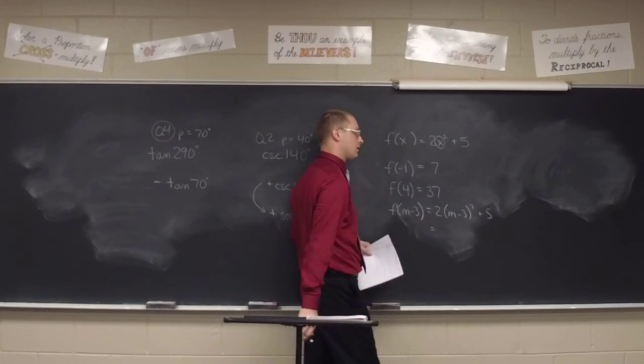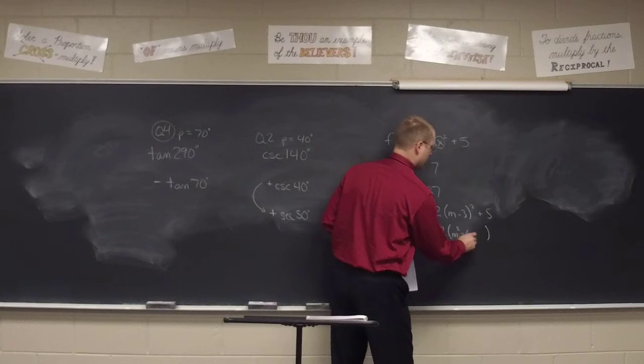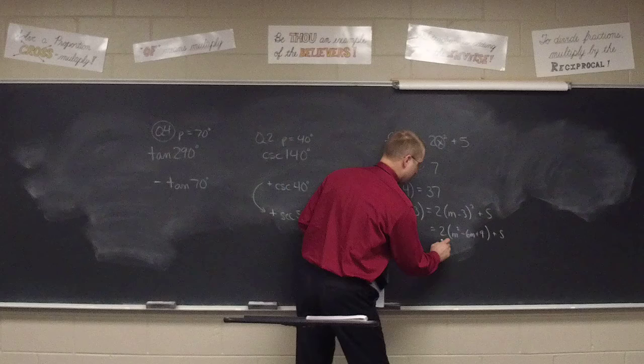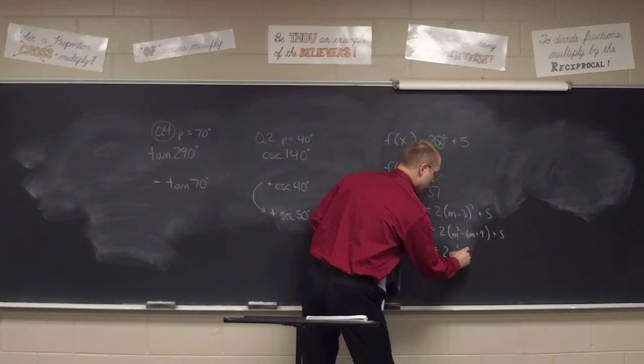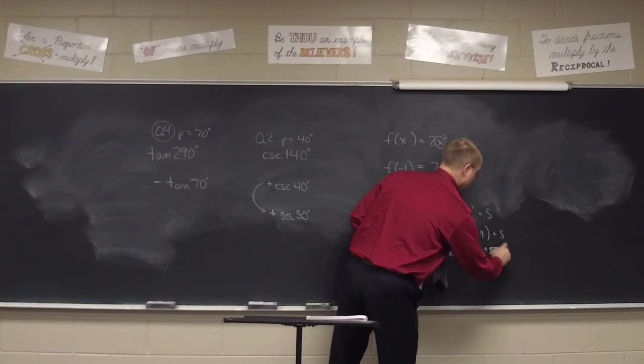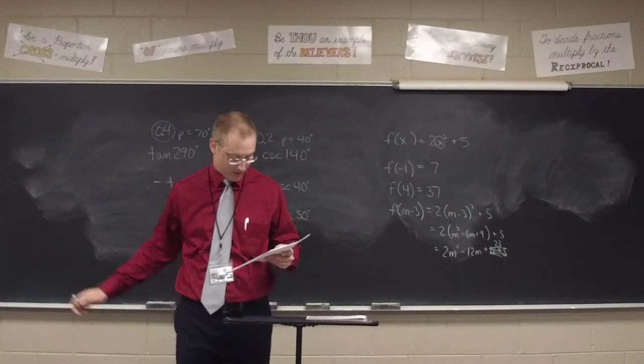So start by squaring to get 2 times m squared minus 6m plus 9. And then multiply the 2 through to get 2m squared minus 12m plus 18, and then add the 5 to get 23. And there's our answer: 2m squared minus 12m plus 23. How many have that answer?